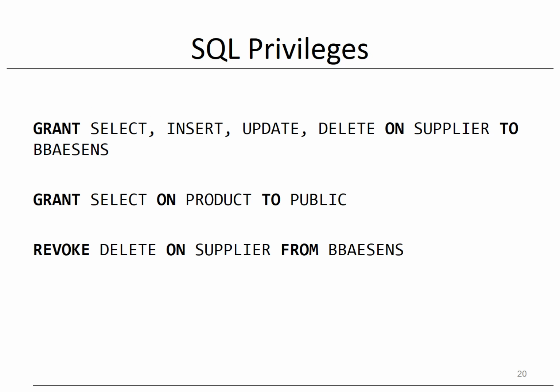Here you can see some examples of privilege statements in SQL. The first one grants select, insert, update, and delete privileges on the supplier table to user B bosons. The second example grants a select privilege on the product table to all public users. The third statement revokes the earlier granted delete privilege on the supplier table from user B bosons.